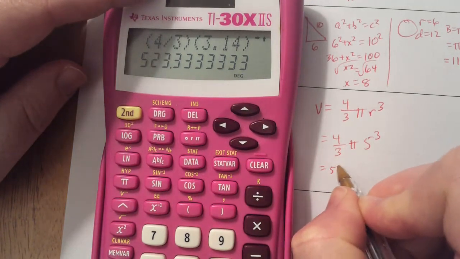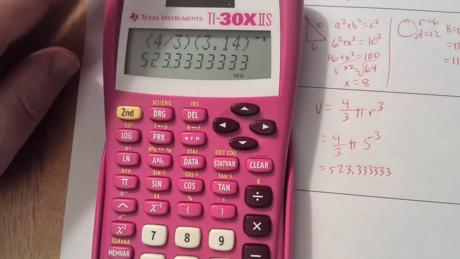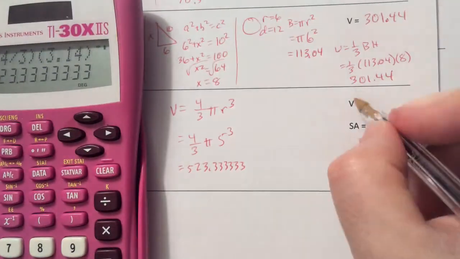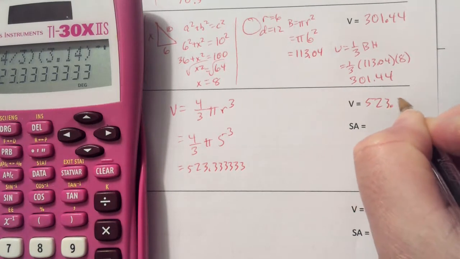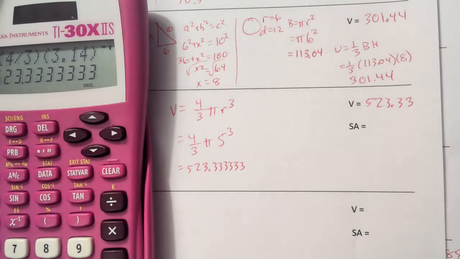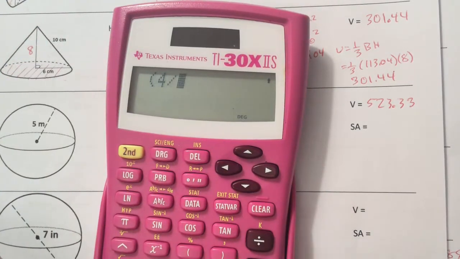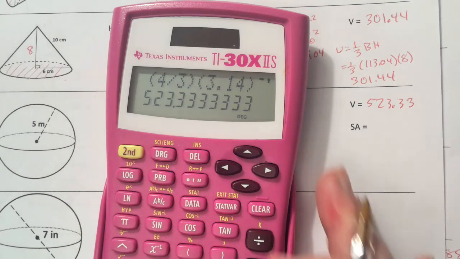So this would be 523.3, the 3 repeating, right? But when we write off our answer, we go 523.3. Okay, and that's our answer. Another way you could have done that was 4 divided by 3 times 3.14 times 5 times 5 times 5, because that's what 5 to the power of 3 is. You're multiplying it 3 times. And there's your answer. You still get the same thing.